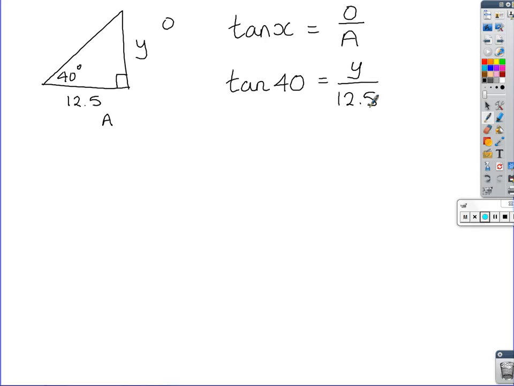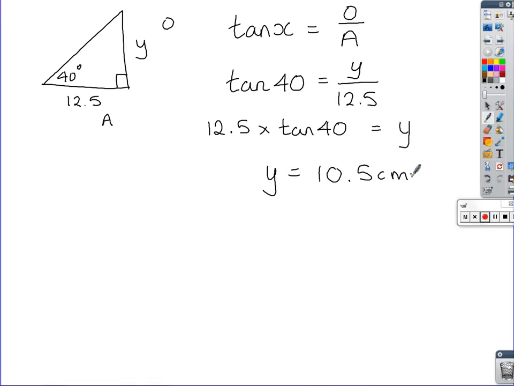Now we need to rearrange to get y by itself. So I'm dividing y by 12.5. So if I want to move that up to the other side of the equation, I would do the opposite. So I would multiply by 12.5. So 12.5 times tan 40 is equal to y. And when you put that into the calculator, you end up with y is equal to 10.5 centimetres if you round that to one decimal place.